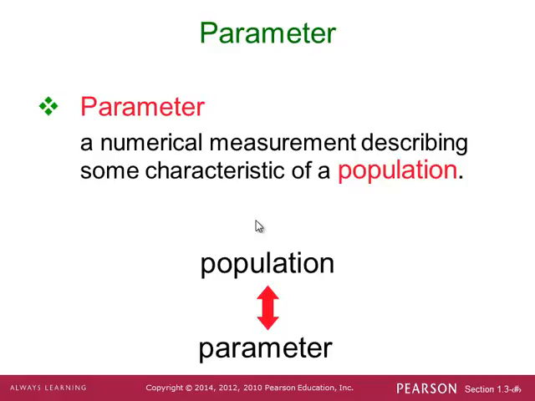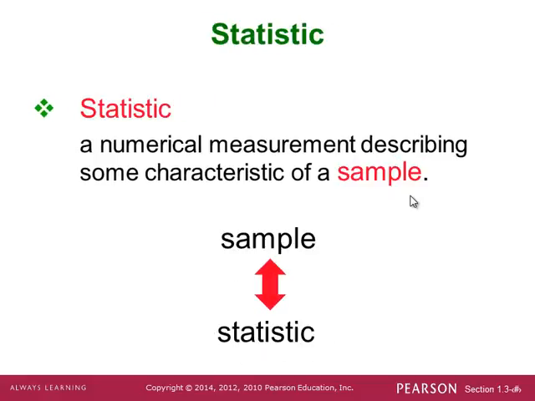All right, so our first definition is parameter. A parameter, as you can see here, can be defined as a numerical measurement describing some characteristic of a population. For example, population mean, population standard deviation. Mean and standard deviation are two parameters that we would oftentimes want to estimate using a statistic. Statistic comes from the sample itself.